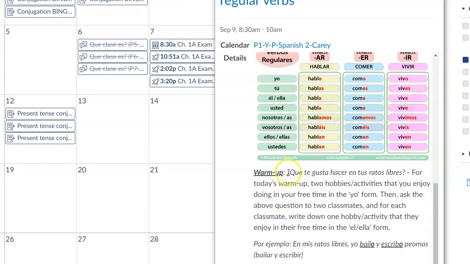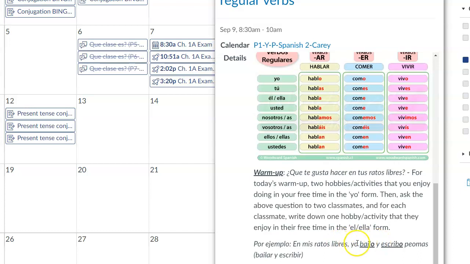Then you guys are going to ask that same question, ¿Qué te gusta hacer en tus ratos libres? To 2 classmates, and for each one, jot down 1 hobby that they enjoy doing in their free time, but you're going to conjugate it in the él, ella form because you're talking about them, not talking about yourself in the yo form. So, for example, en sus ratos libres, sus meaning their or his or her free time, Maddie baila y escribe poemas.